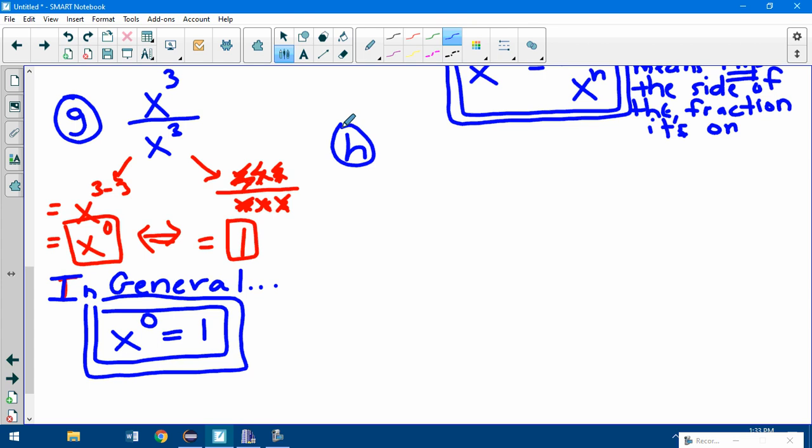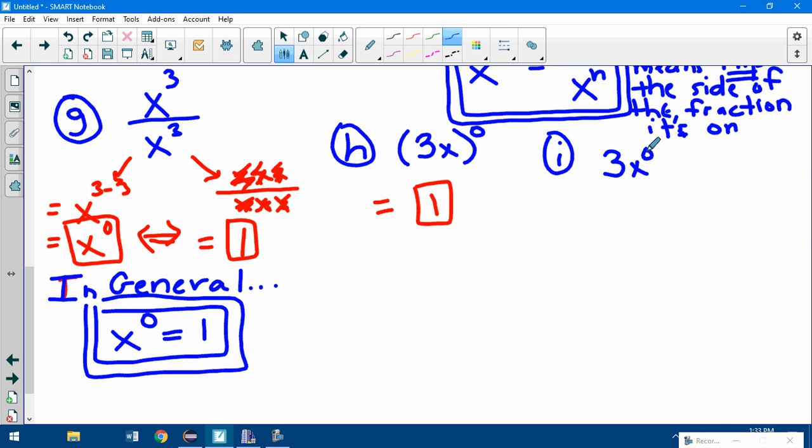For example, if I had 3x all raised to the 0 power, what do you think it is? What did I just tell you? It's 1. Because everything inside is being raised to the 0 power. But let me caution you, this is different than 3x to the 0 with no parentheses. What do you think that's equal to?